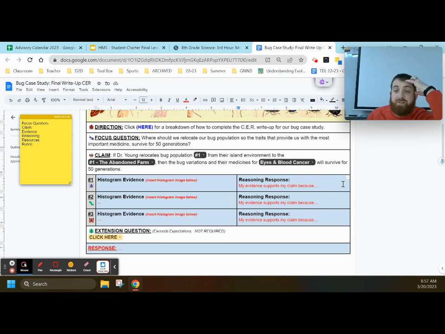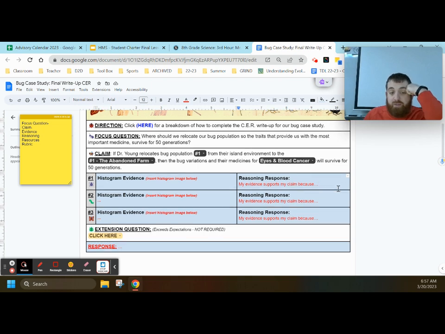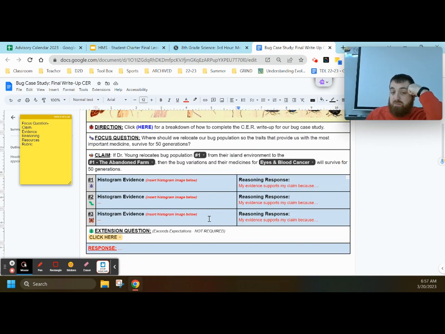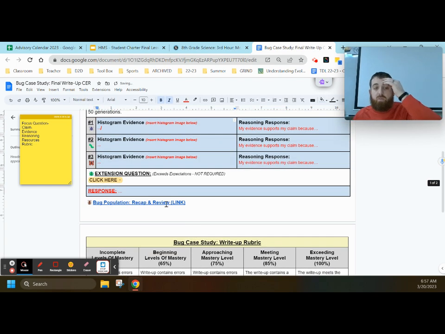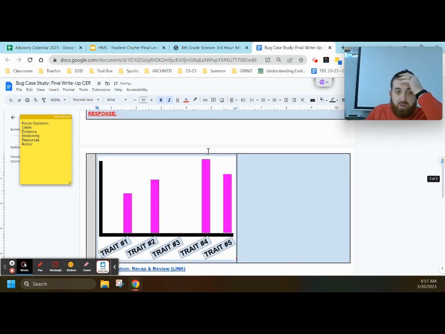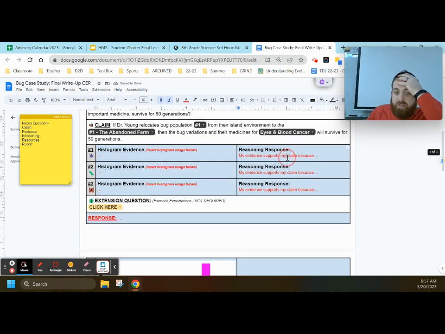What do you expect to happen with the traits? This is where you'll talk about the science behind why we're choosing that environment, how that's going to help your bugs, and obviously how that will lead to the traits and the medicine we need. You'll do that 3 times with your 3 histograms. And from there, you're then going to complete the reasoning. So you'll have your evidence and your reasoning for each one.